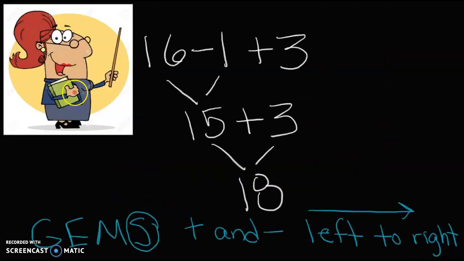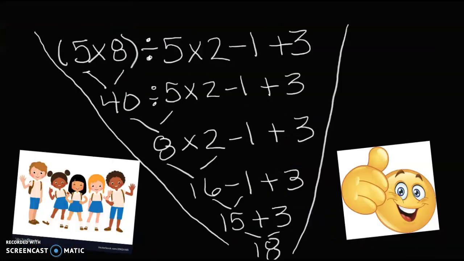Okay, here we go. You see this, we're down to a problem that doesn't look very hard. We have 16 minus 1 plus 3. I'm going to look at my GEMS. I'm on the S. This is add and subtract, but whichever one comes first, left to right. So I have 16 minus 1 is 15 plus 3. And I'm going to finish up that problem. 15 plus 3 equals 18.